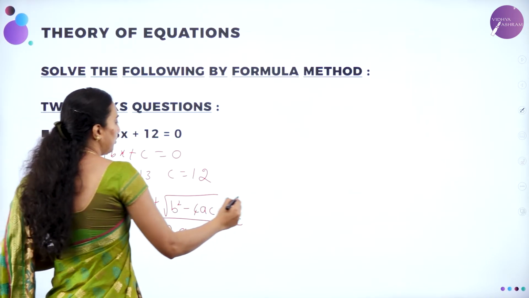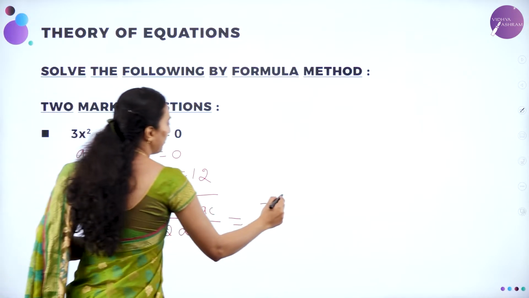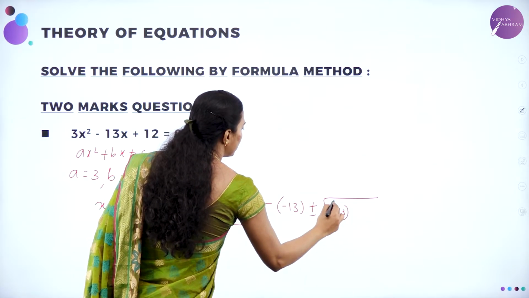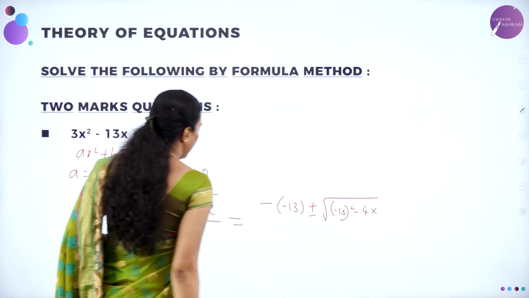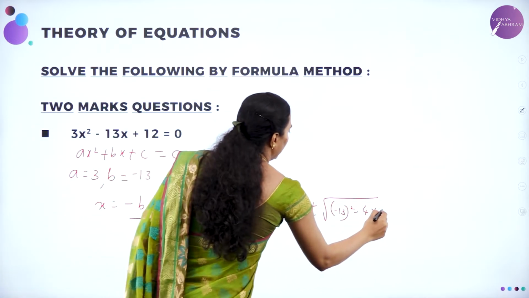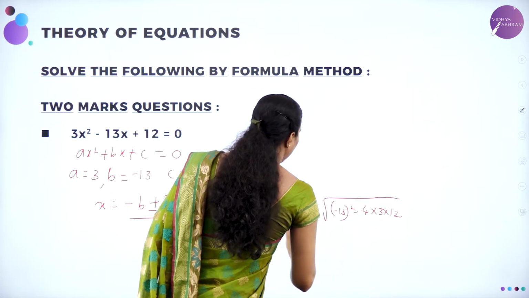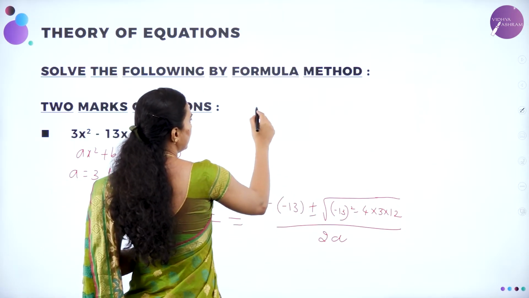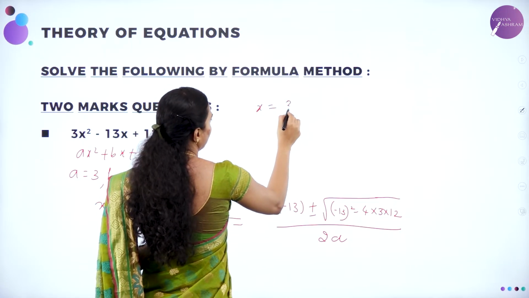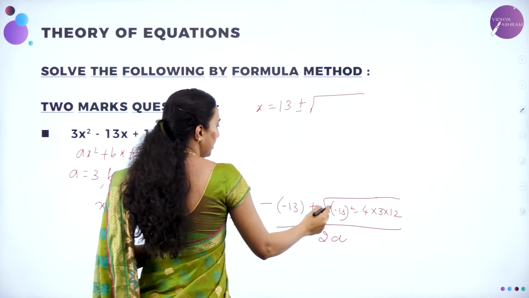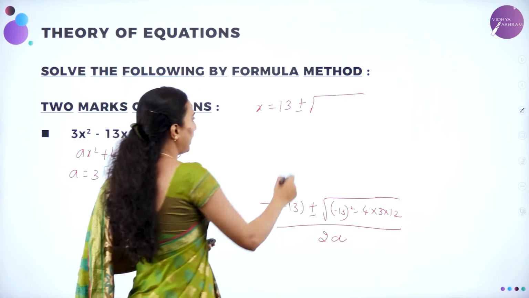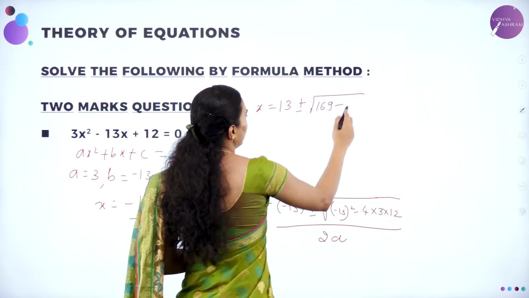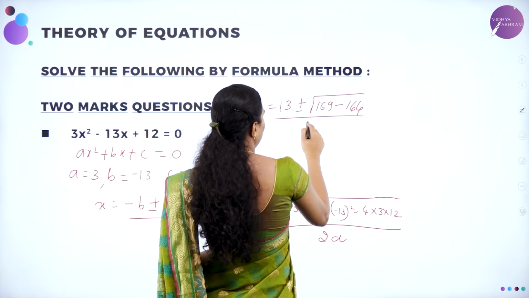Substitute here. So minus of b is minus of minus 13, plus or minus square root of b squared, which is minus 13 whole square, minus 4 into a, which is 3, into c, which is 12, divided by 2a. Now solving this, minus of minus 13, that is x will be equal to plus 13 plus or minus square root of 13 squared is 169, 169 minus 4 3s are 12, 12 12s are 144.